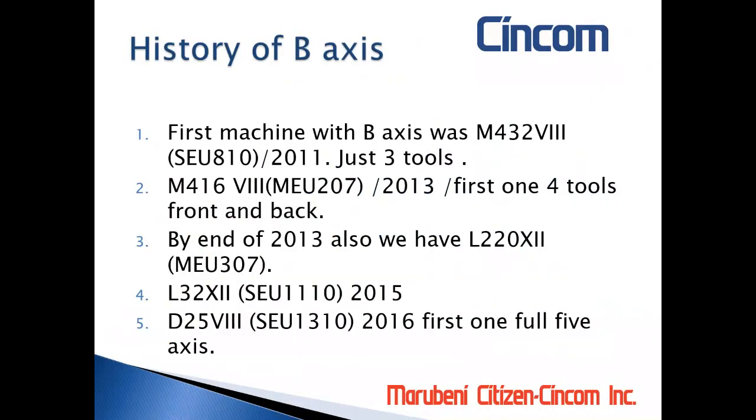B-Axis. I want to talk about a little bit of history of B-Axis. So the first machine we had with B-Axis was the M432 Type 8, and it was around 2011. Just 3 tools, and next will be the M416. I want to go fast here. Just a quick review. This was the first one with 4 tools front and back. Then by the end of 2013, we also have the L220 Type 12, MEU 307, very common in the industry.